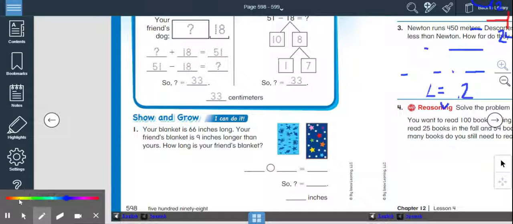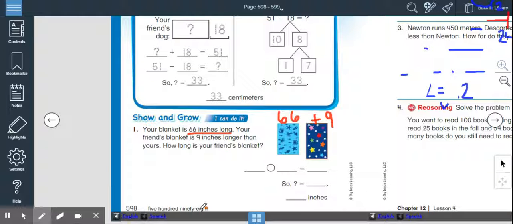So let's reread and find our important information. Your blanket is 66 inches long. So here's your blanket, because we know your friend's is longer and this one is a little bit shorter. Your friend's blanket is 9 inches longer. So I'm going to put a +9 because your friend's blanket is 9 inches longer. We're going to add 9 inches to that. How long is your friend's blanket?